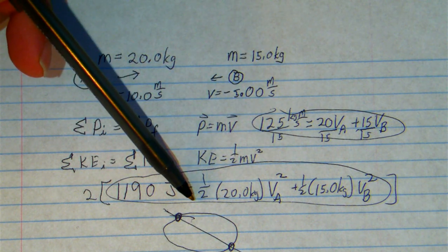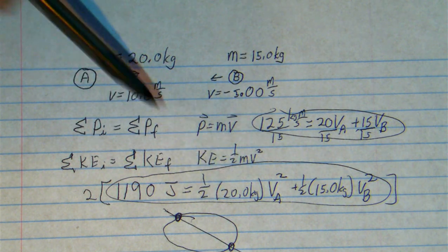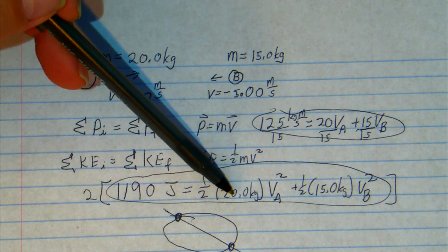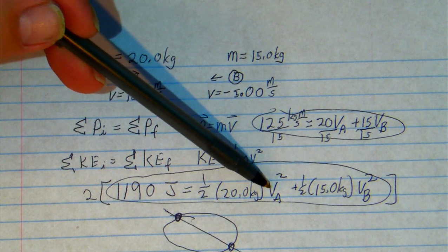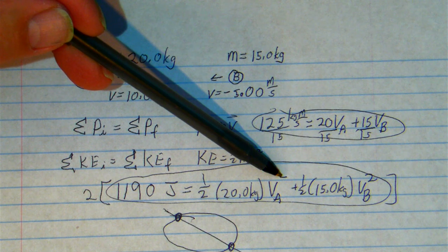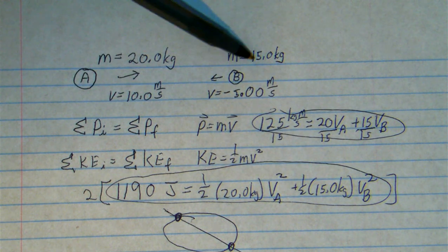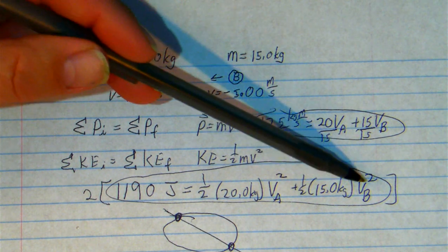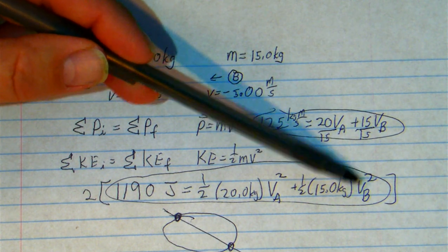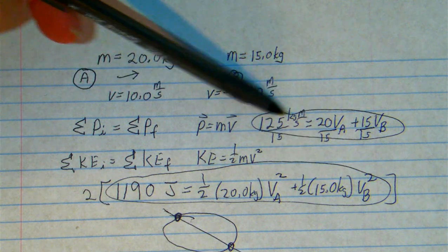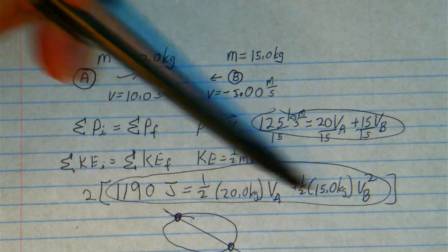After they collide, it's 1/2 times the 20 kilogram mass times its final velocity, VA squared, plus 1/2 times the 15 kilogram mass times its final velocity, VB squared. I have two equations, two unknowns.